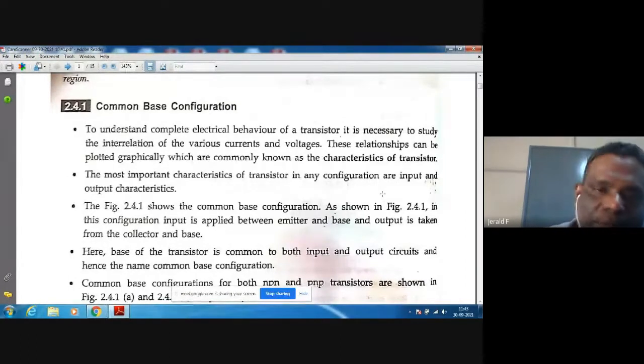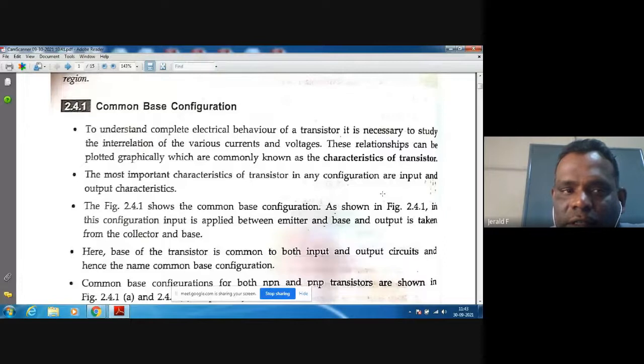To understand the electrical behavior of the circuit, it is necessary to study the interrelation of the various currents and voltages of the transistor. This relationship can be plotted graphically, and it is commonly known as the characteristics of the transistor. In the characteristics of a transistor, we study the relationship between the various currents and voltages from the plotted graph.